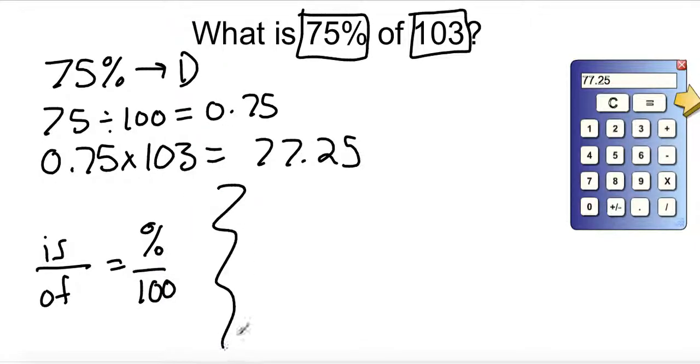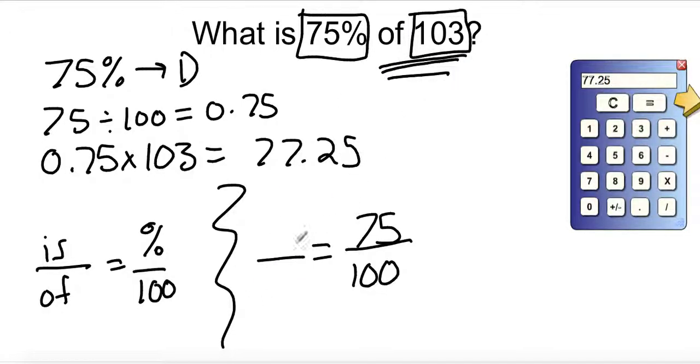So how I'm going to solve this is I'm first going to set up a blank proportion, and I'm going to put 100 on the bottom right over here. And this bottom right-hand side will always be 100. In the top, right above 100, I'm going to put the percentage that we have, which in this example is 75. And you're going to see here that we have to fill in the is and the of portions of our proportion. So right here it says, what is 75% of 103? So I know this of section right here, my of is going to be 103.